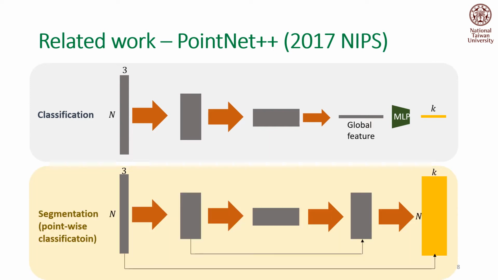For segmentation task, it can be interpreted as point-wise classification. By applying several types of this operation, the input point cloud n×3 matrix is mapped to an n×k output, where the k-dimensional prediction is assigned to every single point in the point cloud.